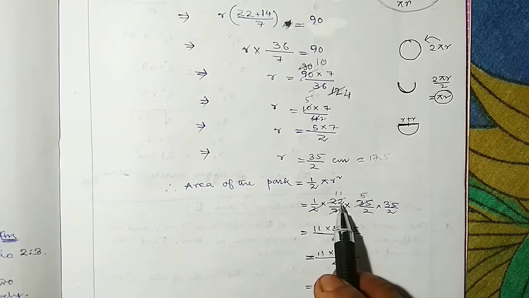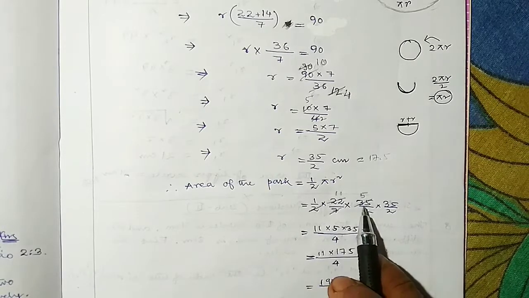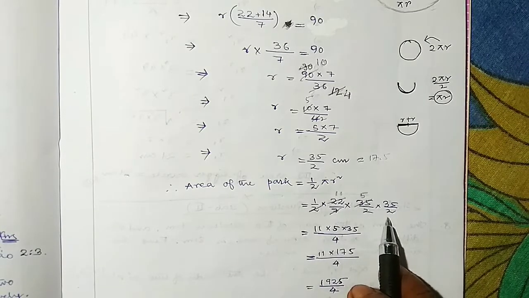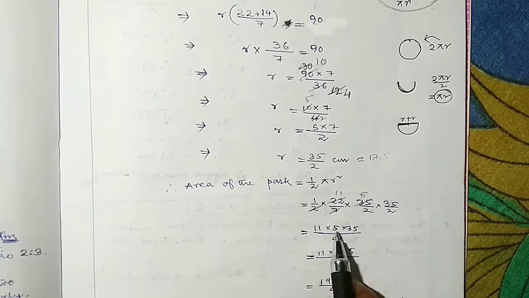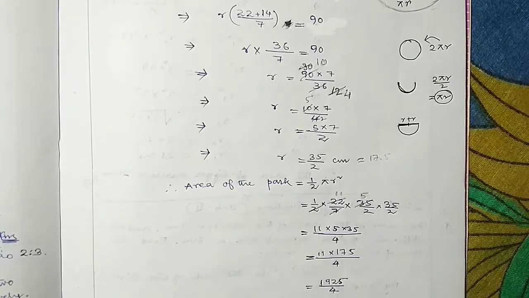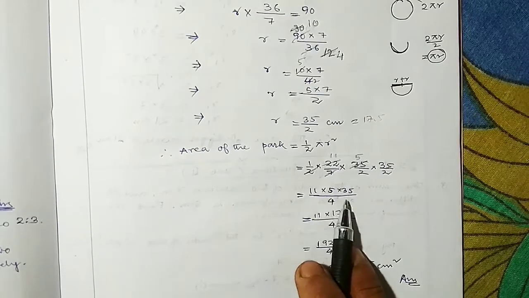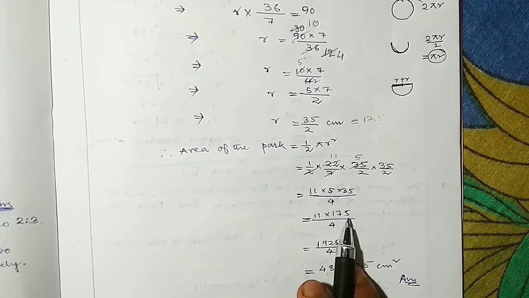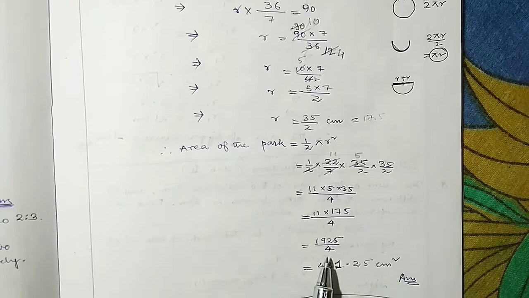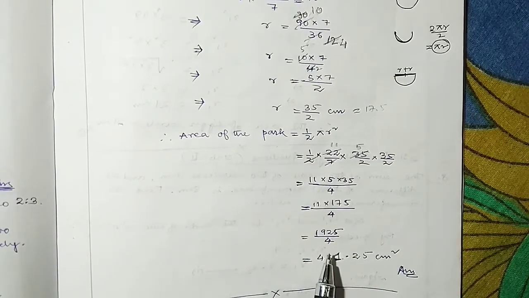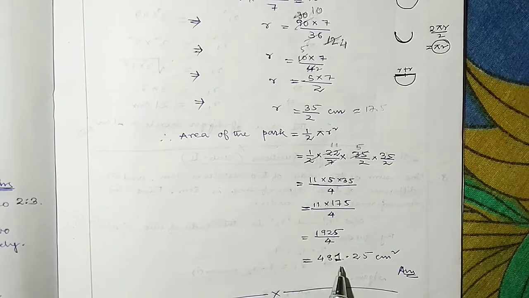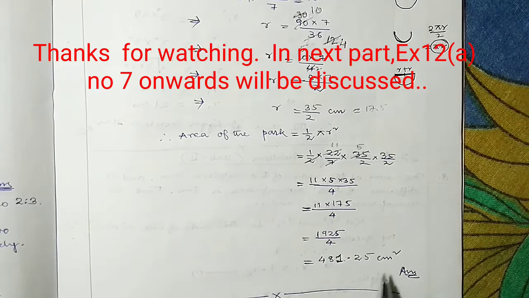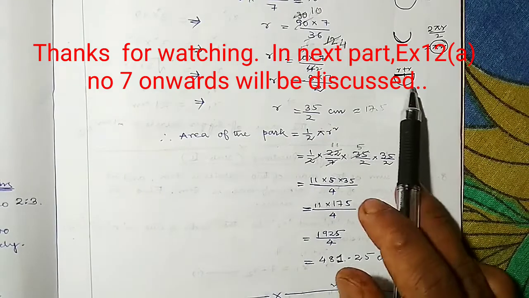So if I cancel 22 by 2, we are going to get 11. 11 by 7 into 35 by 2 into 35 by 2. We are cancelling 35 by 7, we got 5. 11 into 5 into 35, 2 2s are 4. If I multiply 5 and 35, we are going to get 175. Just multiply these two, 1925 by 4. And on dividing this 1925 by 4, we are going to get 481.25 centimeter square. And that's the area of the semicircular park.